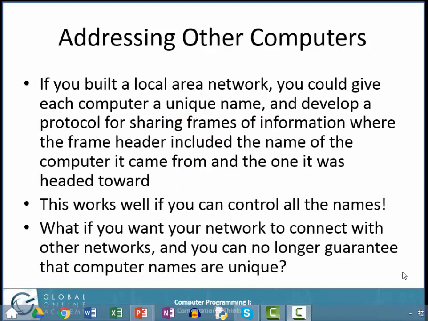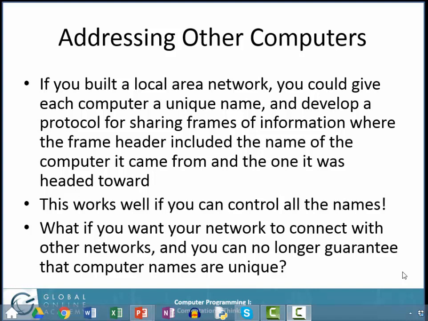Now, addressing other computers. If you built a local area network, you could give each computer a unique name. You could call it Megan's computer or Maddox's computer, and then develop a protocol for sharing frames of information where the frame header included the name of the computer it came from and the one it was headed toward. In fact, early networks did this.